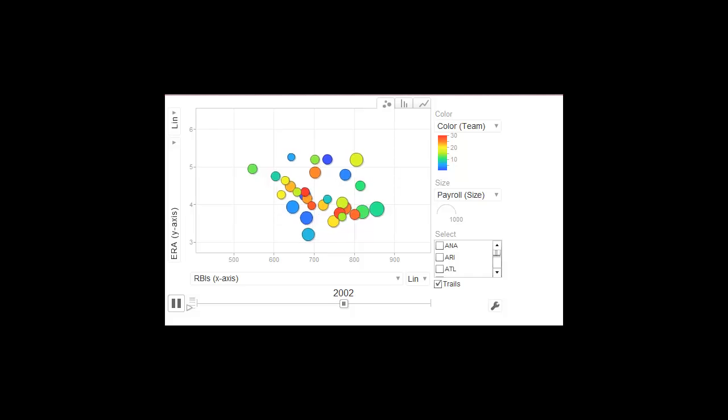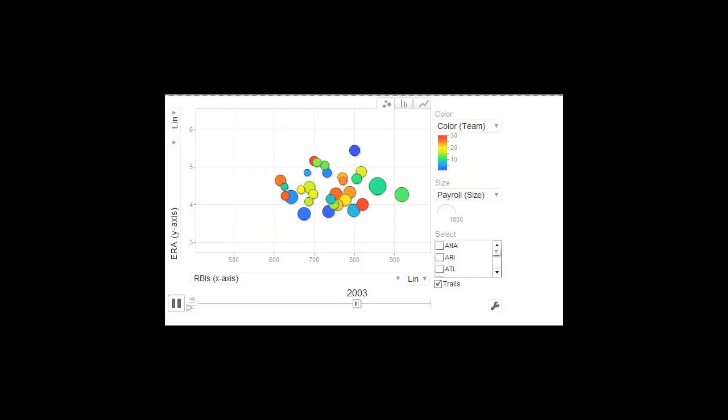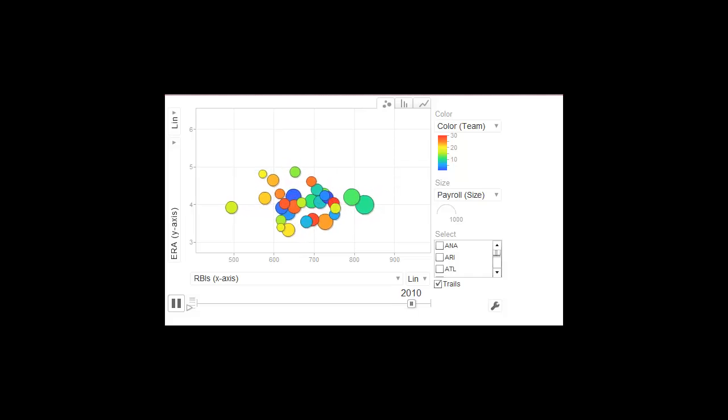This continued until about 2003 when Major League Baseball started to test players for steroid use. After 2003, we see the bubbles moving back to the center of the chart, as ERA and RBIs both started dropping slowly.